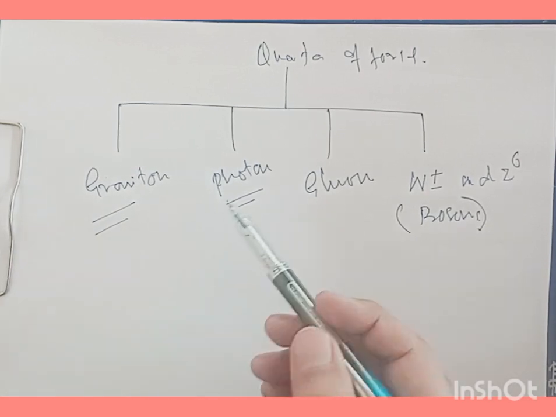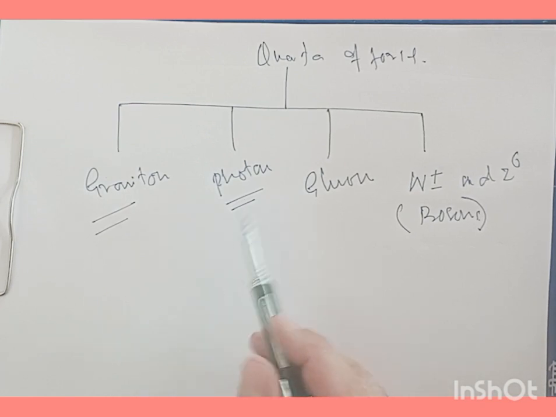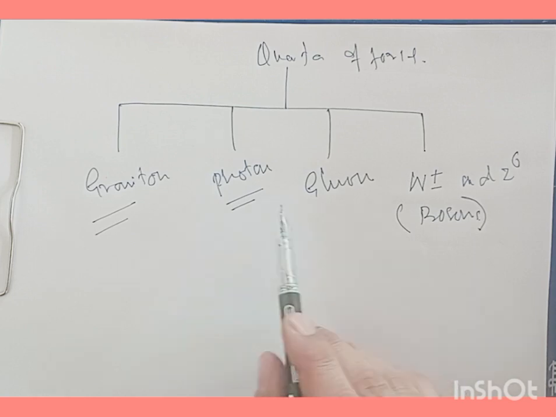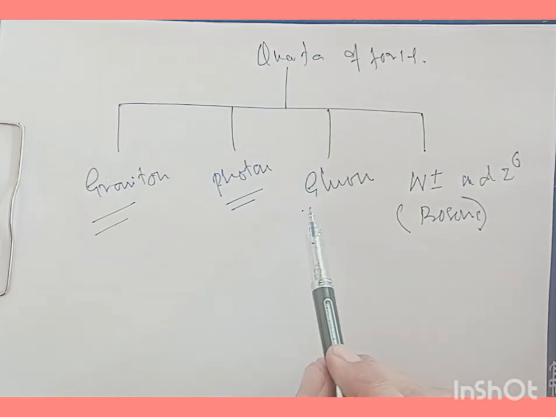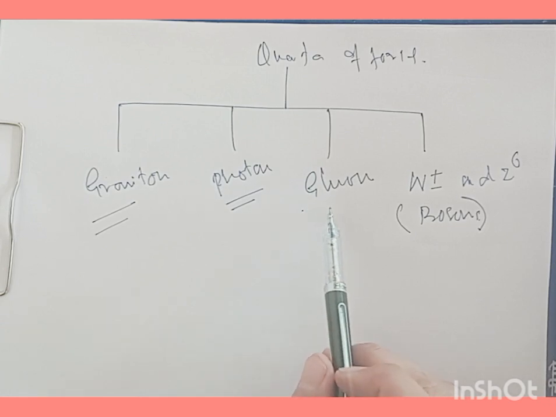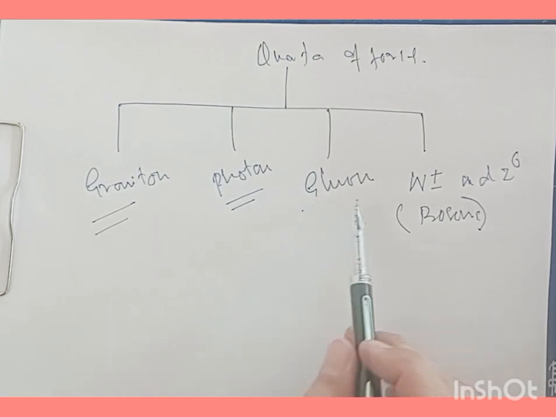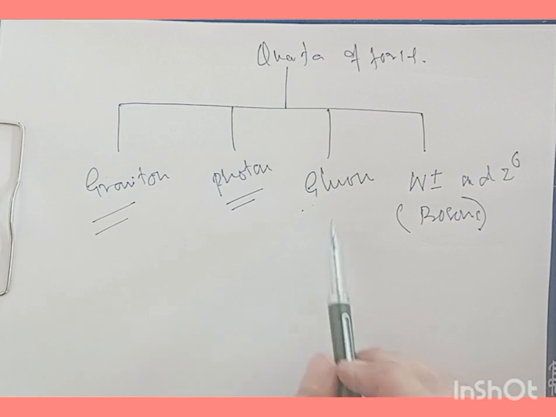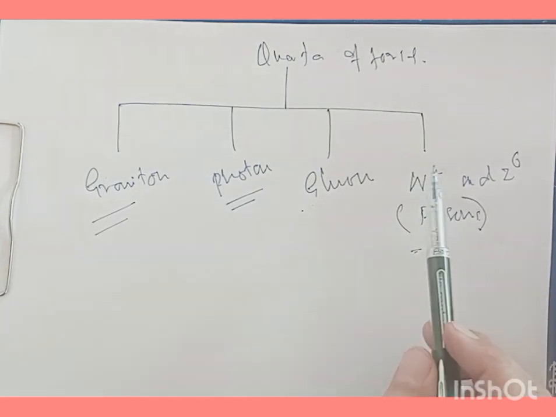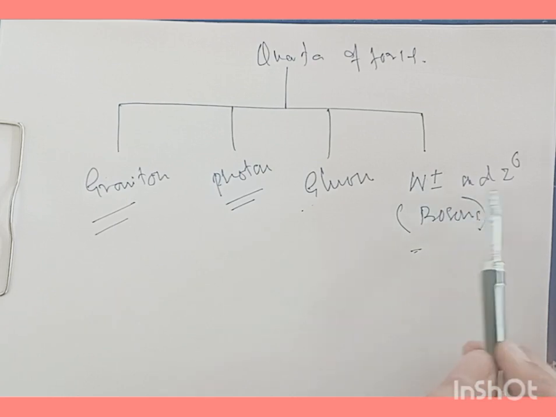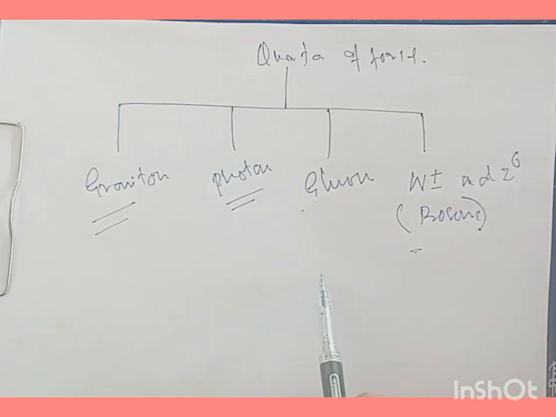Then in electromagnetic radiation, the mediating particles are photons. In the case of the nucleus, the strong interaction is through the quanta of force, or the mediating field particles, or the virtual particles, which here are gluons. And in the case of weak interactions, we have quanta of forces as W plus minus and Z0. They are all acting as bosons.